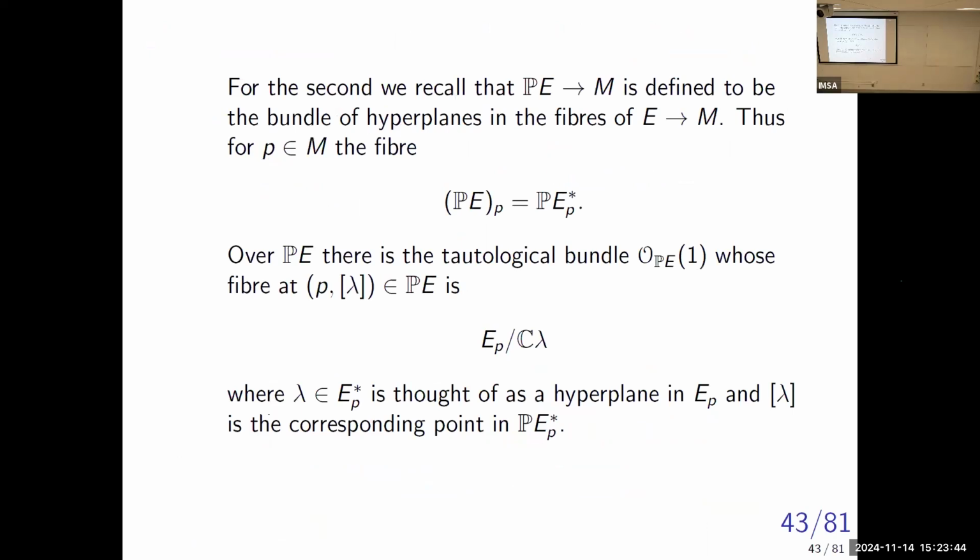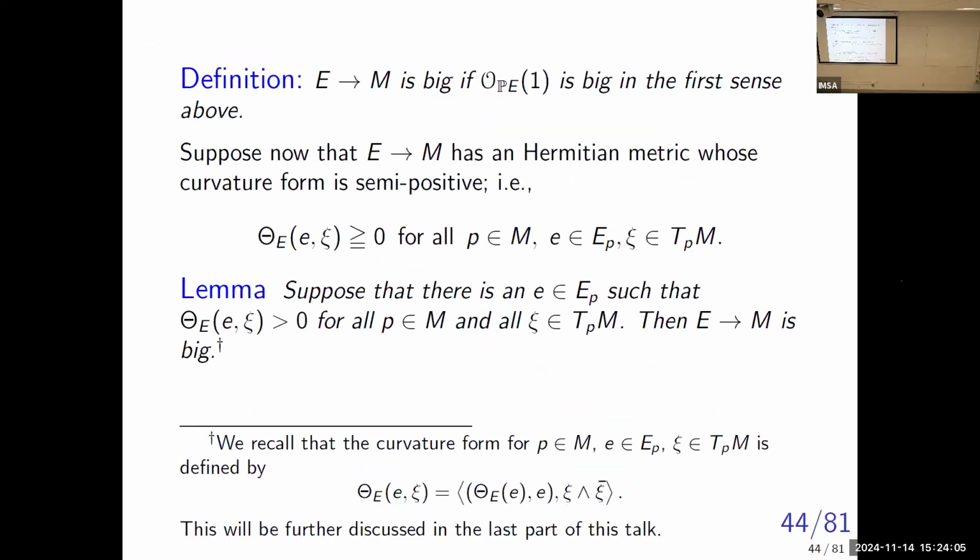To explain that a little more, if you have any vector bundle over a complex manifold, you look at the projectivized bundle of hyperplanes in the fibers. So this is what the fibers are. There's the tautological line bundle. And the vector bundle is big if this is big in the sense of line bundles. So that's just repeating a definition.